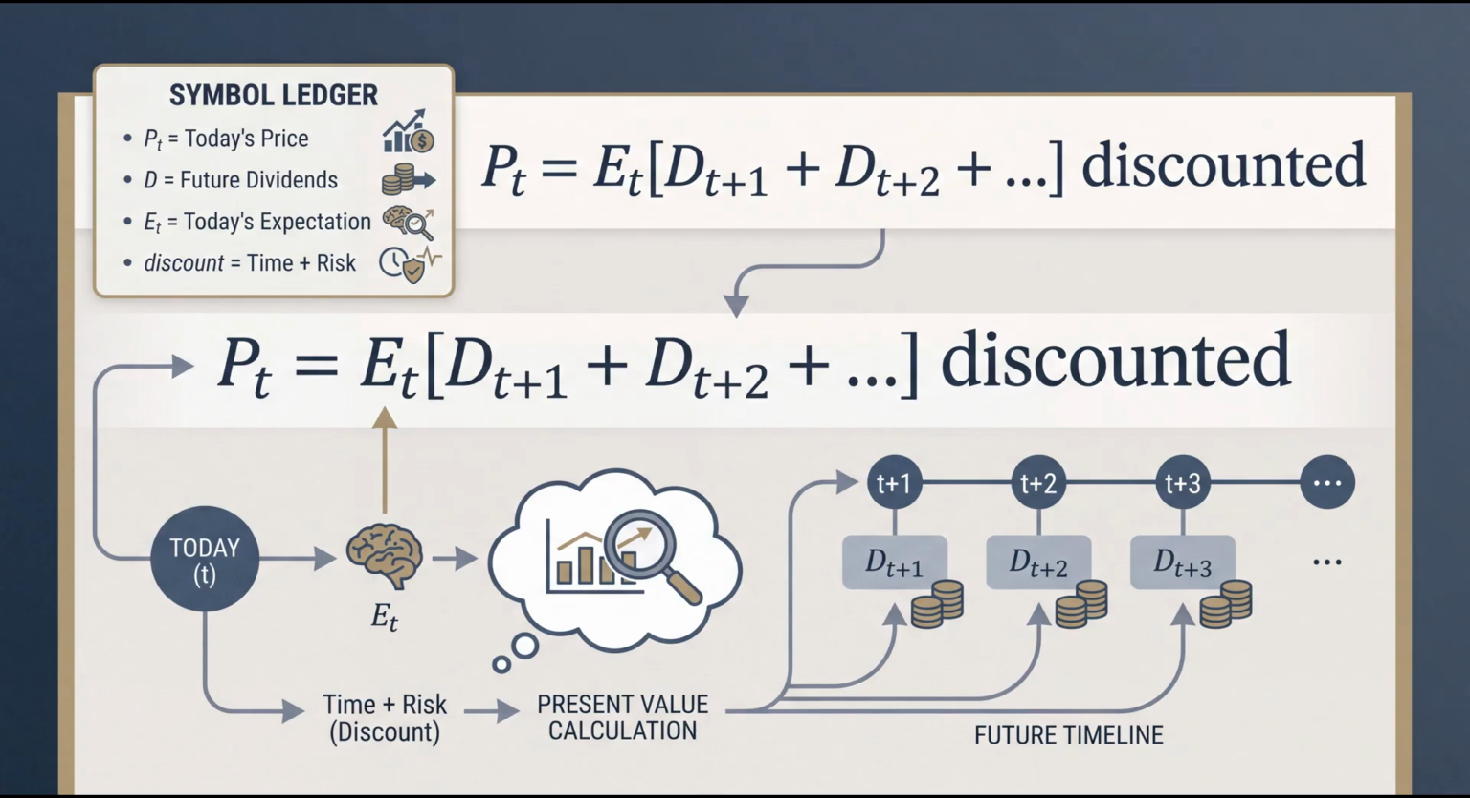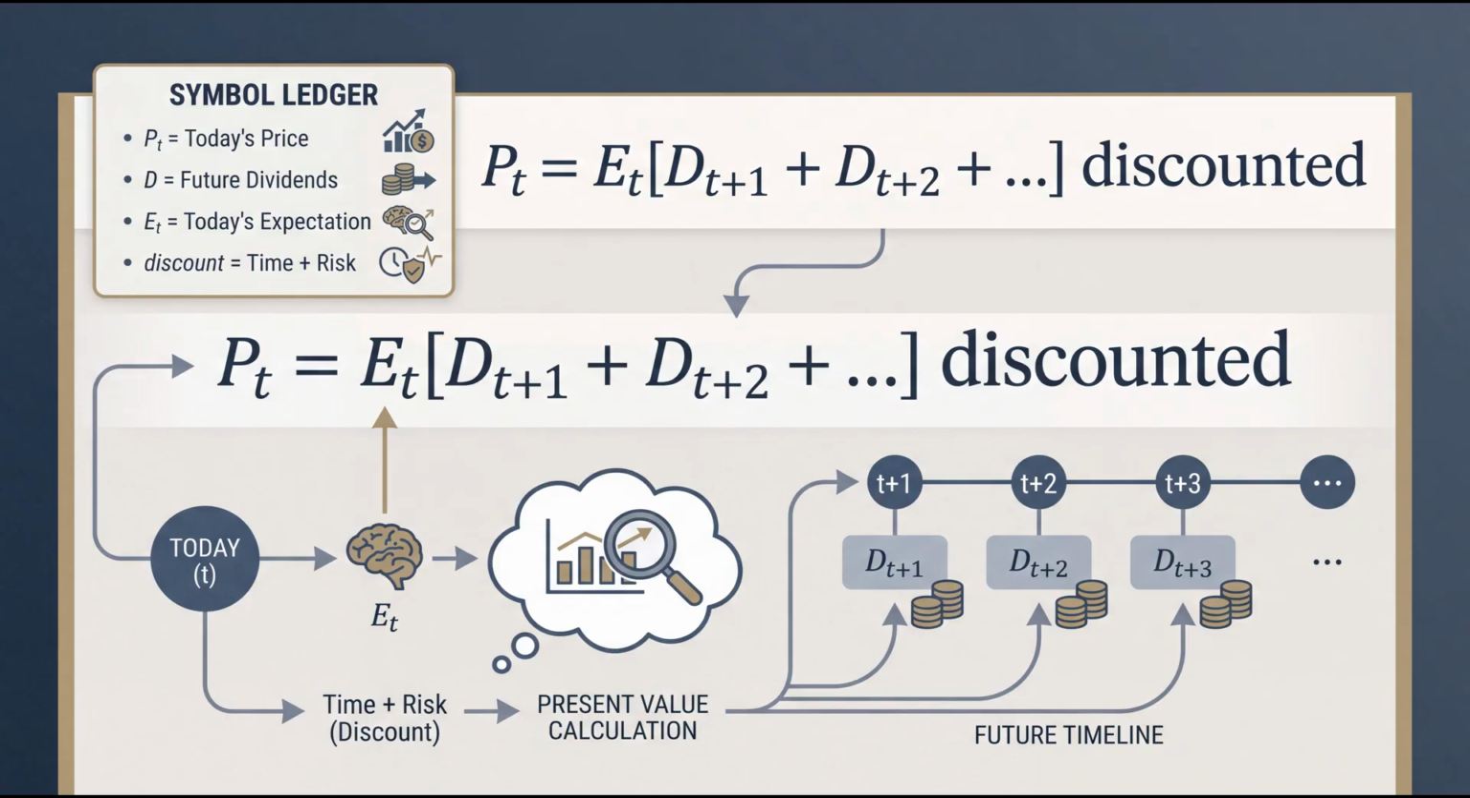Shiller's work opened the door to behavioral finance, which studies how real people make financial decisions when they have emotion, limited attention, stories, and social pressure. Behavioral does not mean stupid, it means human. The clean mechanism starts with the present value equation. P_t equals the expected future dividends, discounted for time and risk. P_t means today's price, D means future dividends, E_t means the expectation formed using information available today. Discounted means future payments are reduced because they arrive later and are risky.